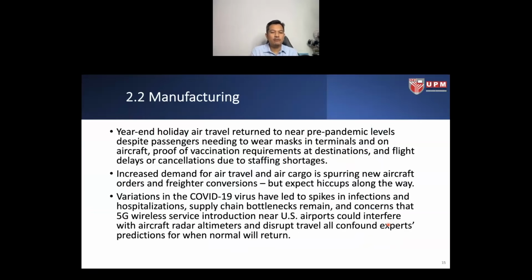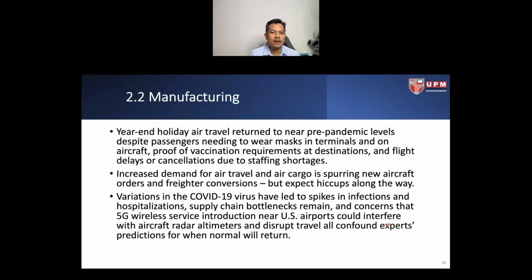Let us go into manufacturing. The next segment that I would like to discuss tonight. So as we can already see, the projection for MRO, the same thing you will be seeing for aerospace manufacturing.